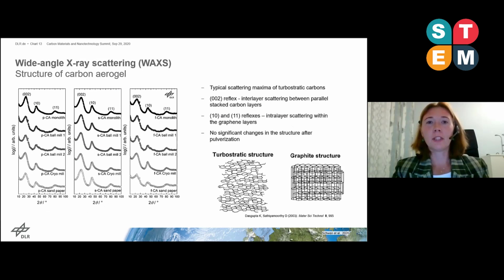For further investigations, we performed WAXS measurements. Here we have our 3 samples, the PCA, the SCA, and the FCA. And here, if you look at the X-ray scattering curves, we cannot see any differences. So all of the aerogels are turbostratic in structure, which is typical for amorphous carbon.